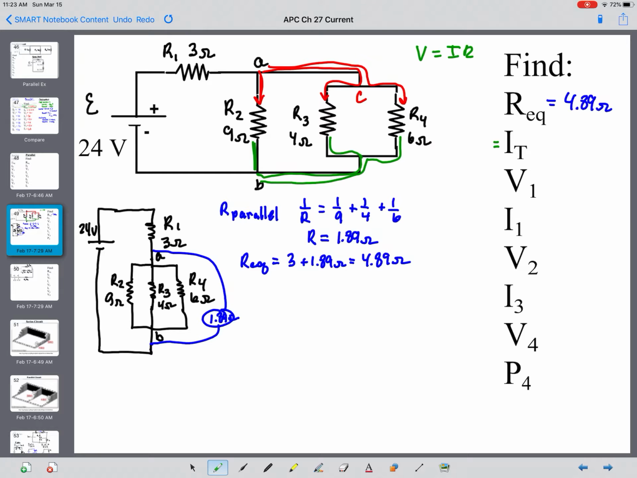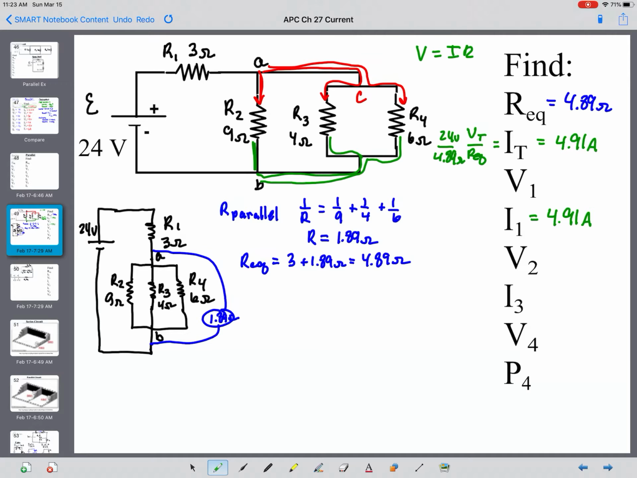So I total would be V total over R equivalent. That's 24 volts over 4.89 ohms, which is going to give us 4.91 amps. Once you've found the totals, go and plug in anything that is constant. The only thing we can fill in that's constant is I1, because all the current from the battery has to go through I1 or R1 to be able to get to anything else.